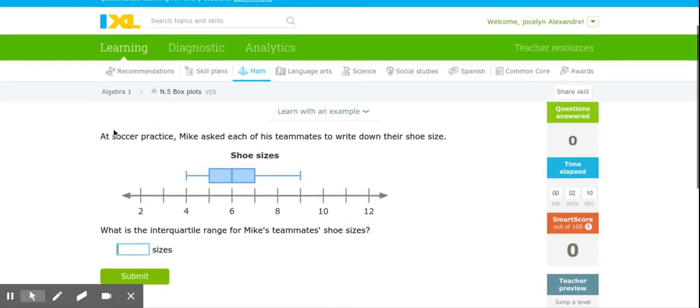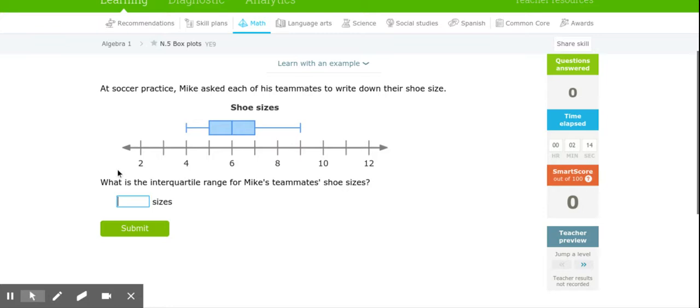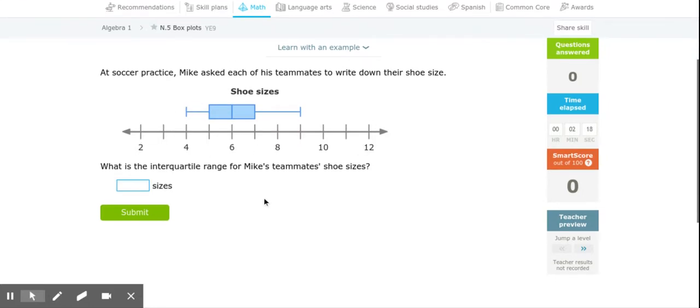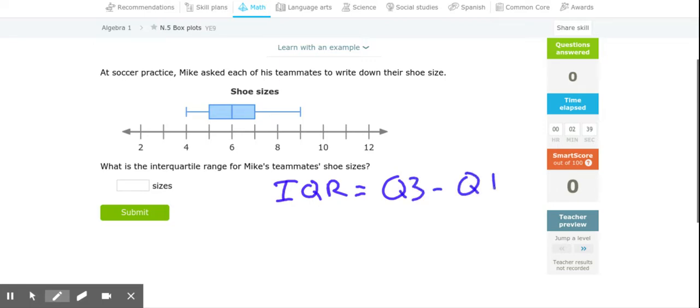So at soccer practice, Mike asked each of his teammates to write down their shoe size. And here's the data to represent that. What is the interquartile range for Mike's teammates' shoe sizes? So the interquartile range, I'm going to call it the IQR just to save myself some writing, is equal to the upper quartile, which I call Q3, minus the lower quartile, which is Q1.